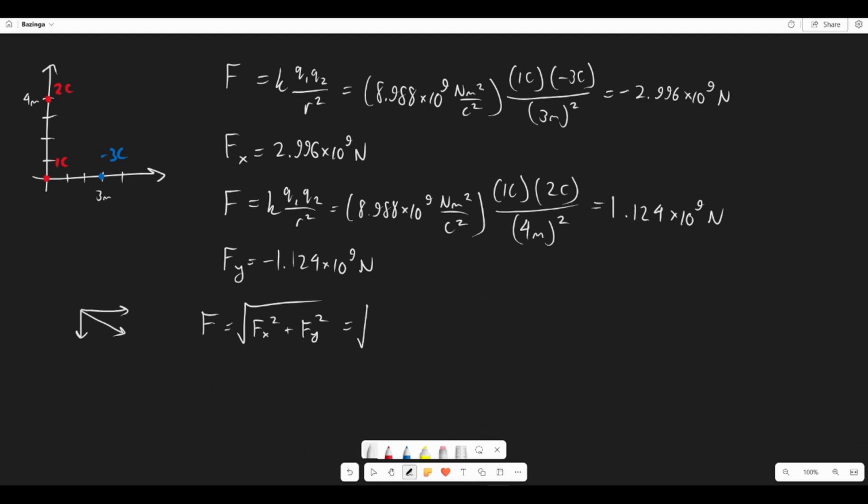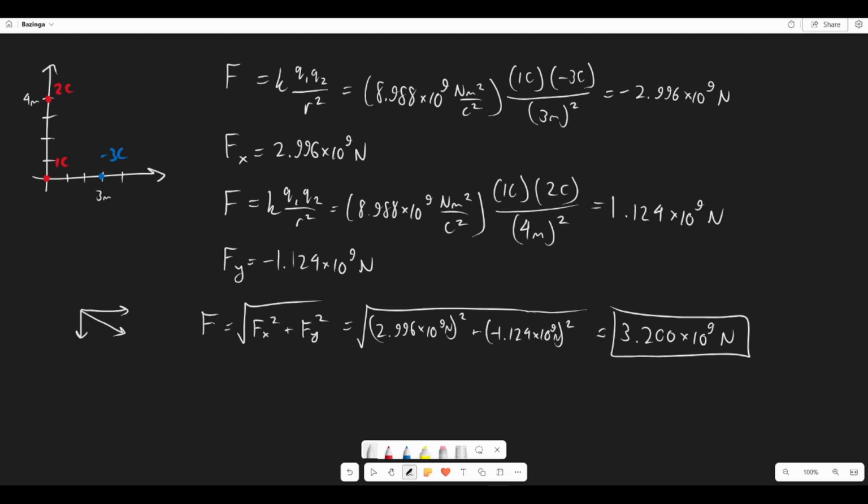This is equal to the square root of 2.996 into 10 to the 9 squared plus negative 1.124 into 10 to the 9 squared. Plugging this into a calculator yields 3.200 into 10 to the 9 newtons.